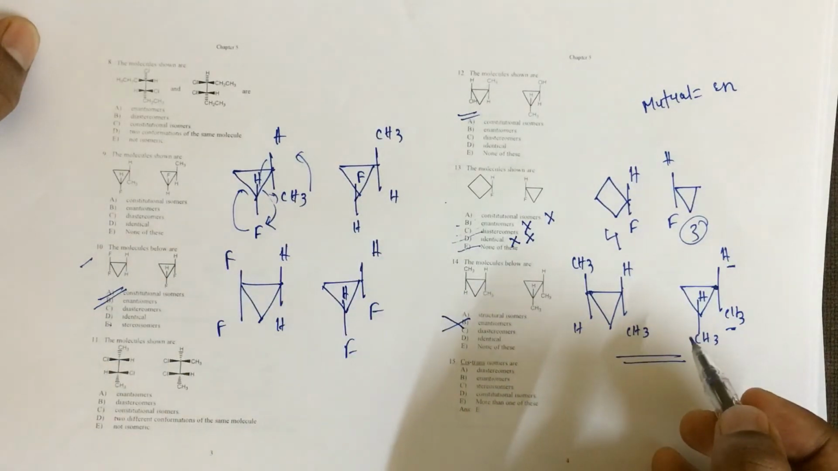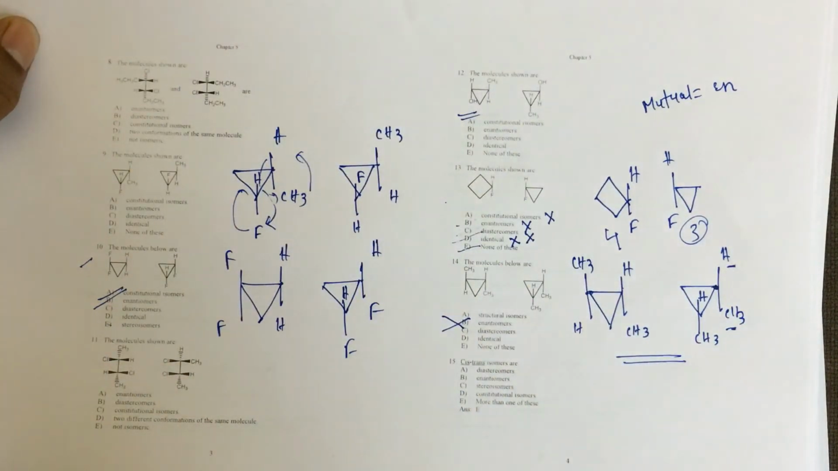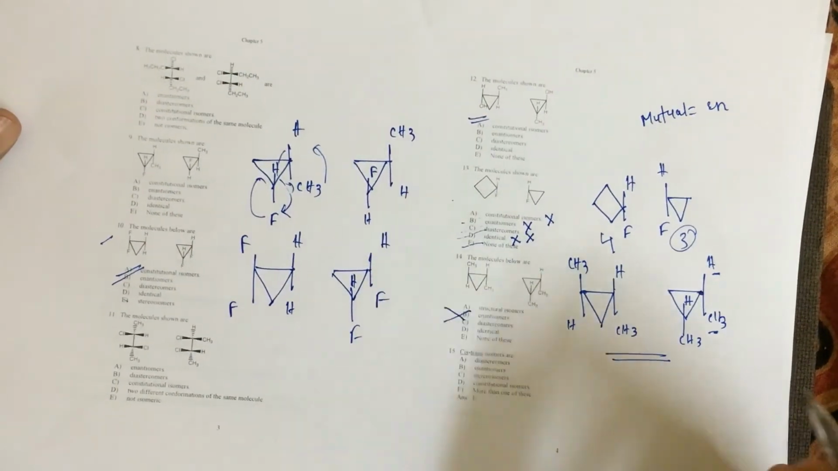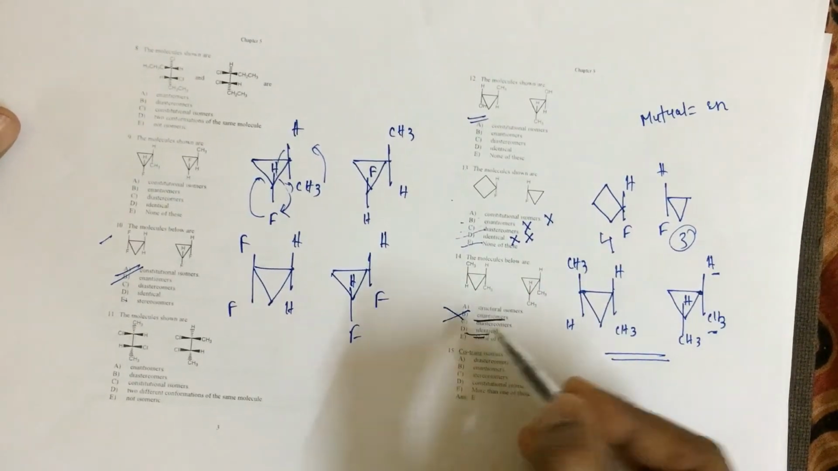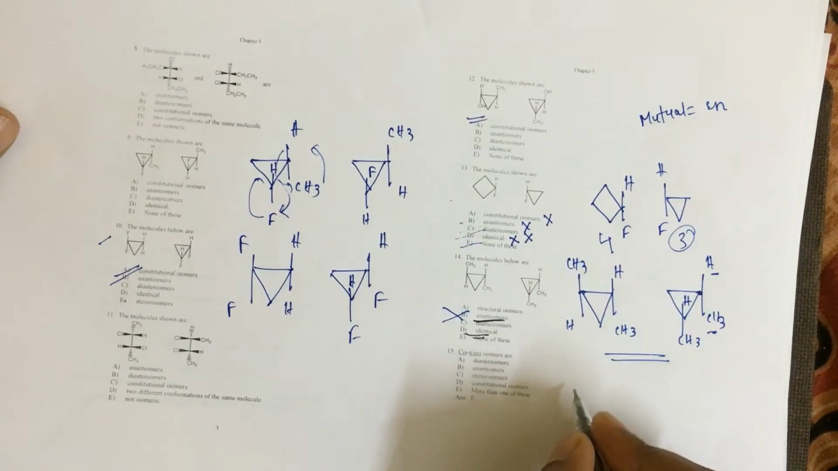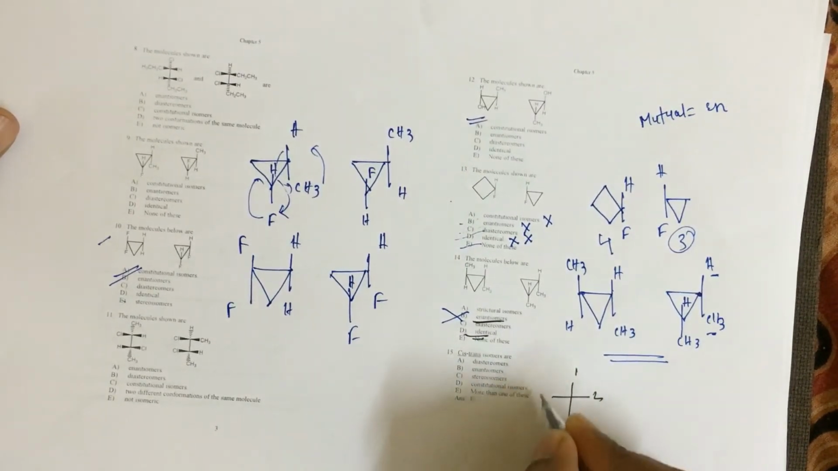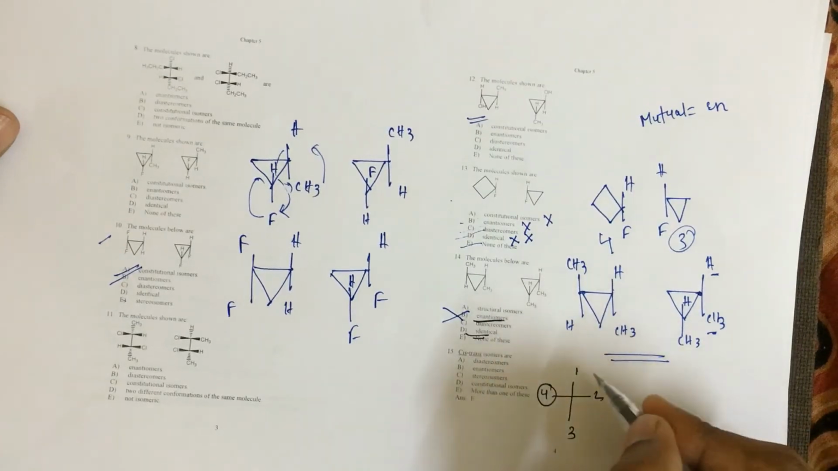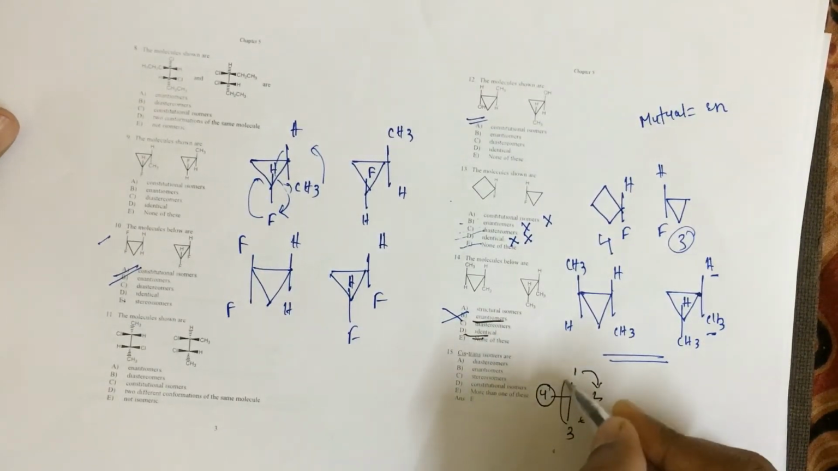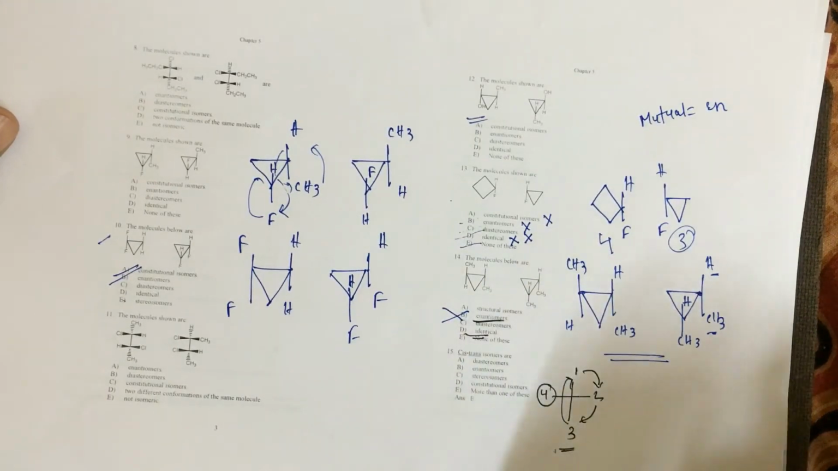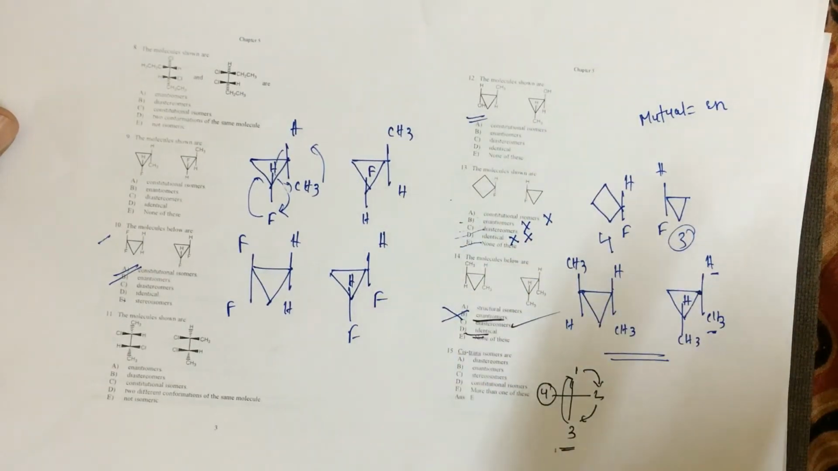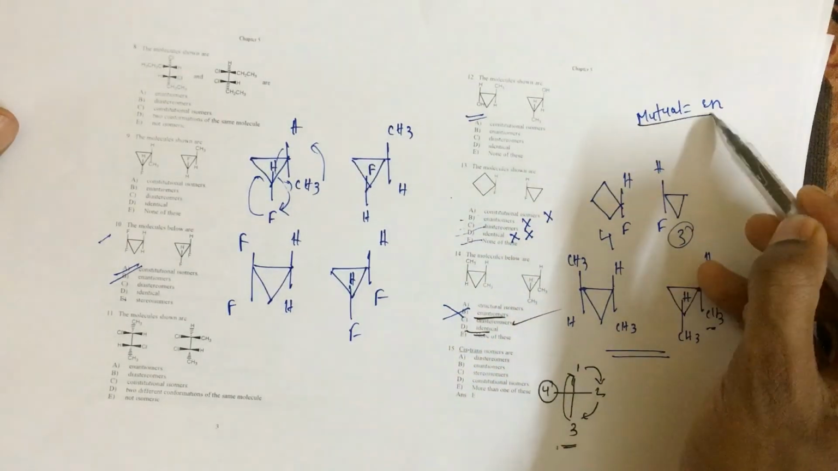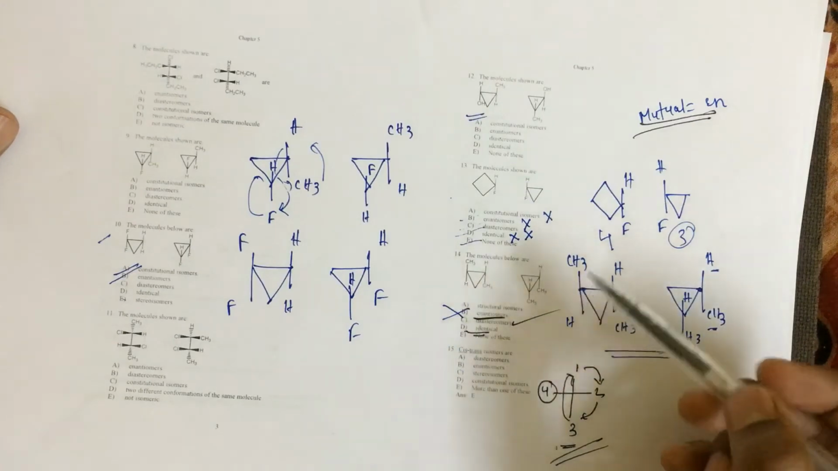Here there is no mutual exchange, so we can remove the enantiomers. And it cannot be identical also, because identical means 3 groups have to be shifted, 1 2 3 4. We can keep one group constant, 1 is coming here, 2 is coming here, and 3 is going here. That leaves identical, but here only 1 is shifting. So you can close your eyes and pick the diastereomers option. It's that simple. You just need to remember mutual exchange and 3 exchange when they ask this kind of question.